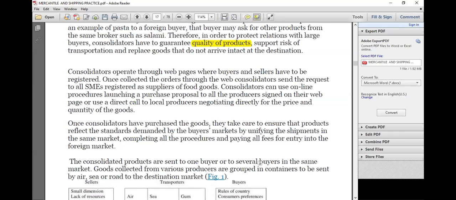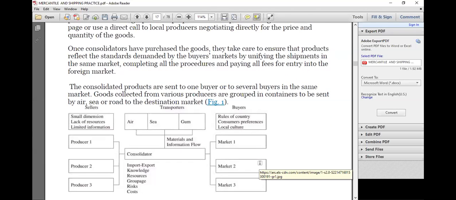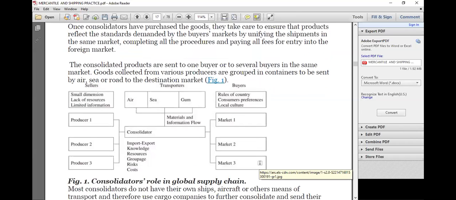So once consolidators have purchased the goods, the moment they purchase the goods, they take care to ensure that the product reflects the standard demanded by the buyers by unifying the shipments in the same market, completing all the procedures, and paying all fees for entry into the foreign market. So they have that role to play. So the consolidated products are sent to one buyer or to several buyers in the same market. So goods collected from various producers are grouped in containers to be sent by air, sea, or road to the destination.